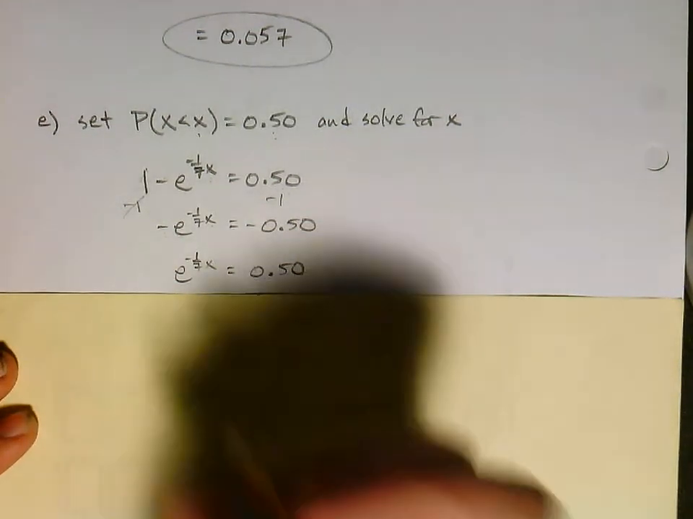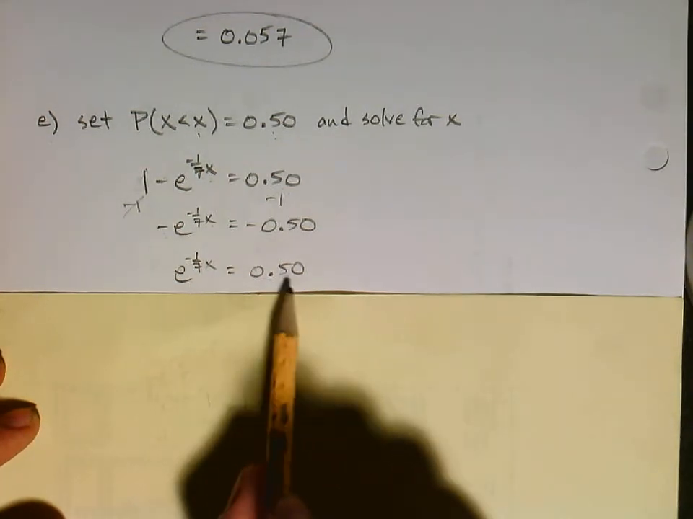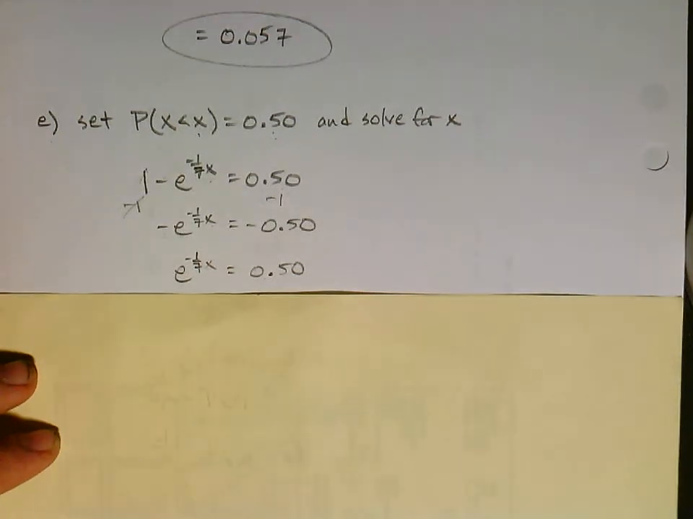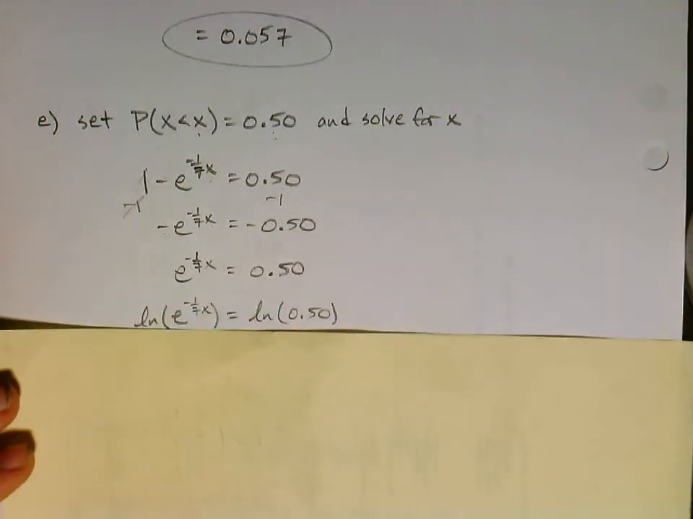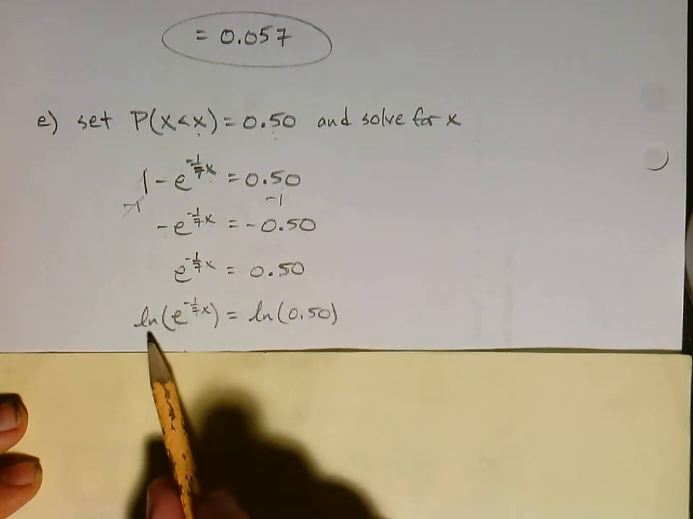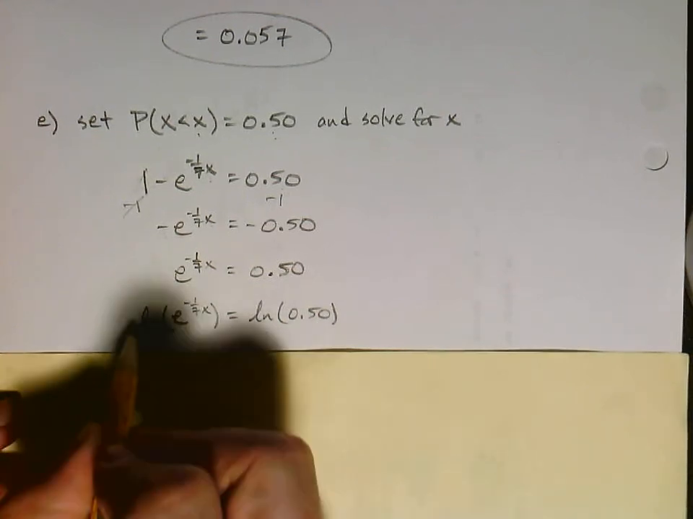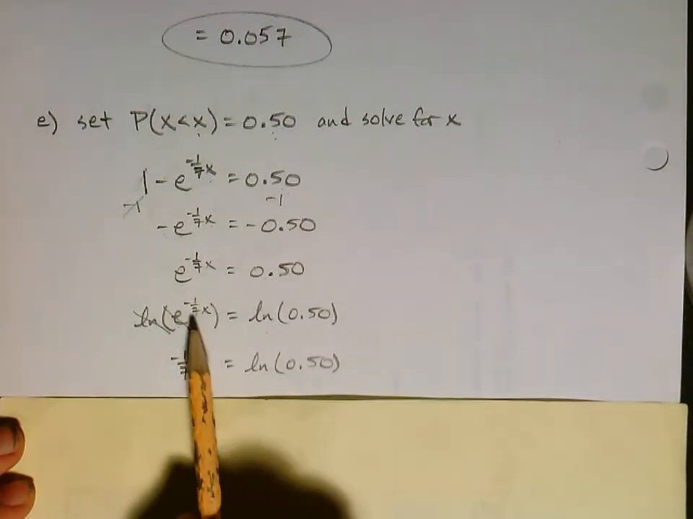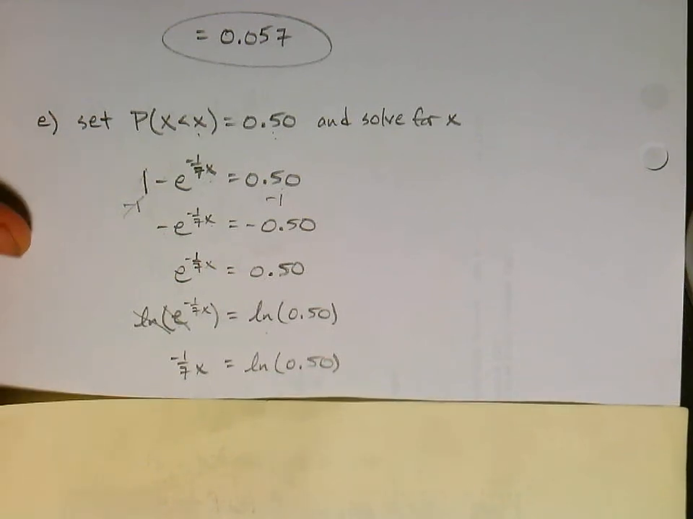Aha! Now we find ourselves in hopefully a somewhat familiar position, right? This was one of those prerequisite problems that we did. We need to cancel out the e. How are we going to do that? With a natural log. We take the natural log of both sides. The natural log of e to the negative 1/7 x equals the natural log of 0.50. These would cancel out. And we'd have just negative 1/7 x equals the natural log of 0.50. And we're almost there at that point.